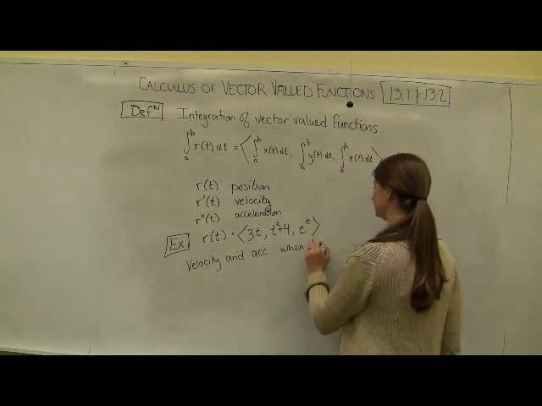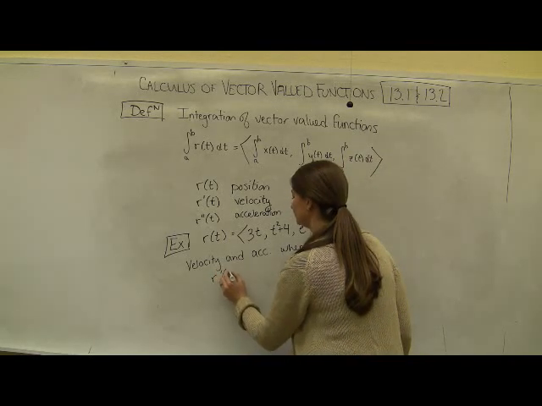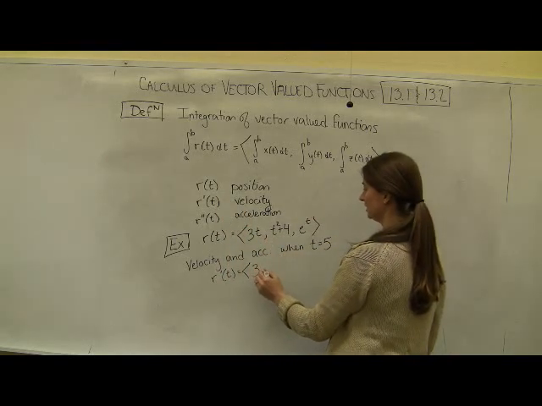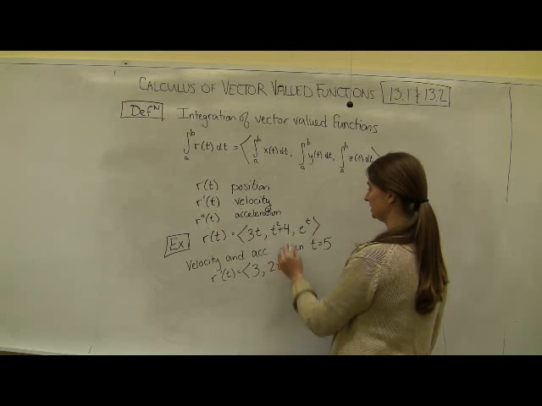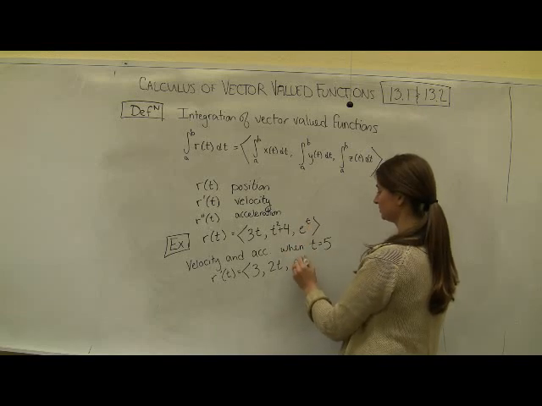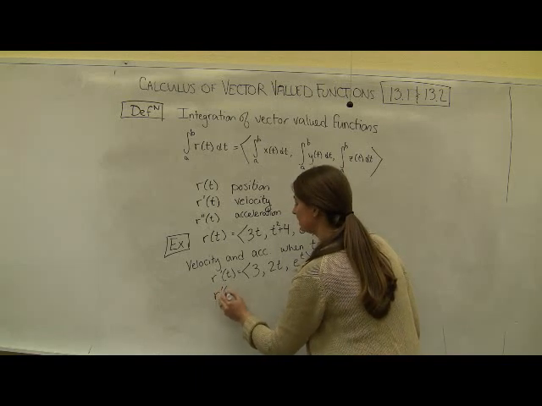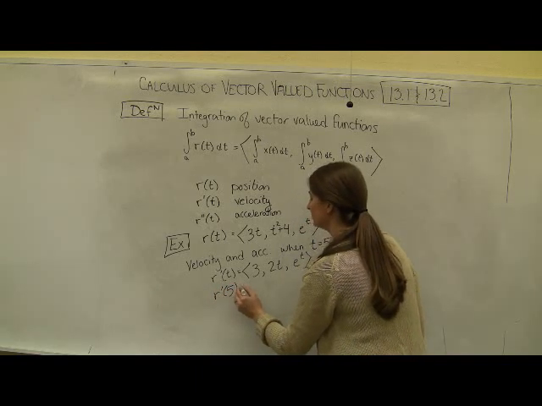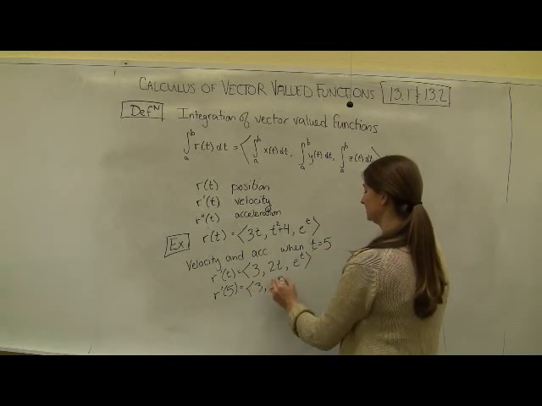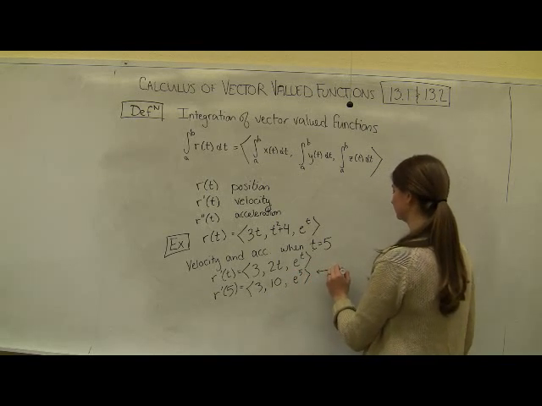Well, our velocity, r prime of t, is the derivative, which is given by 3, 2t, as I take the derivative of the second component function, and the derivative of the third component function is just itself, e to the t. So that means that our velocity when t is equal to 5 would be 3, 10, e to the 5th. This is our velocity vector.